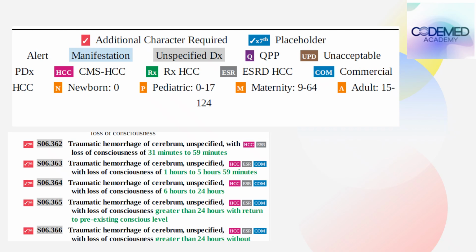Now, besides those 18 conventions, there are some more, the symbols that you will see at the end of the page in the tabular list, and every symbol has a meaning, like the additional characters required, which is here. Then there is a placeholder, newborn, pediatrics, maternity, and adult. This symbol you will see in the maternity chapter, and then HCC, and all these symbols have a meaning which is written here. So here we finish with the conventions, and next we'll go for the general coding guidelines.